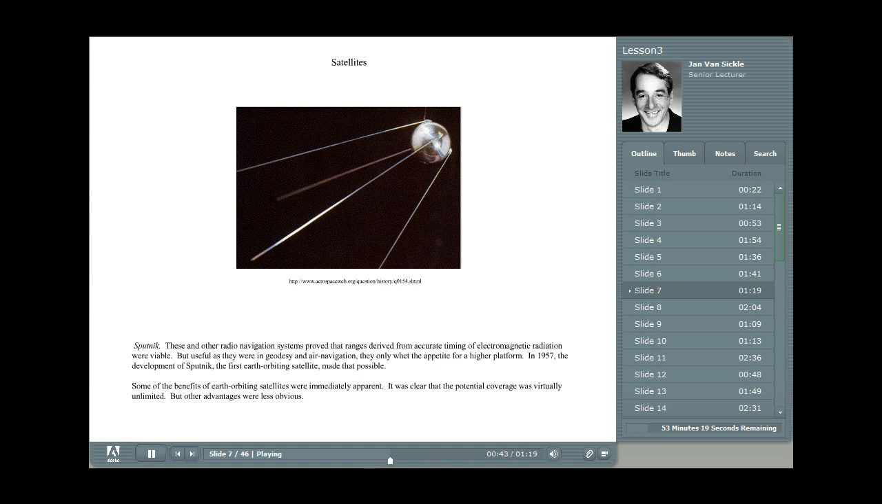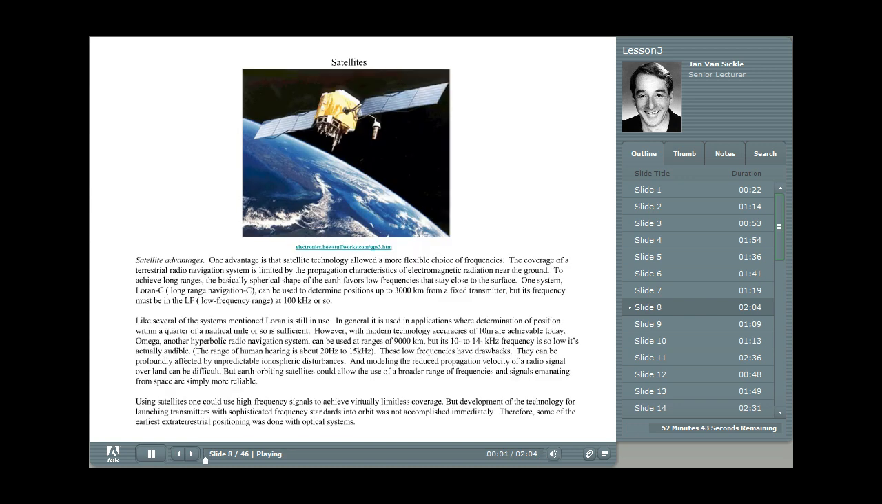And it was, of course, obvious that to have a platform that was that high, with, again, electromagnetic signals emanating, would be able to cover the entire planet much more effectively than any terrestrial system, even Hiran, could manage. But there were other aspects of the Sputnik signal that might not be so immediately obvious, that in fact we're still using today in GPS.